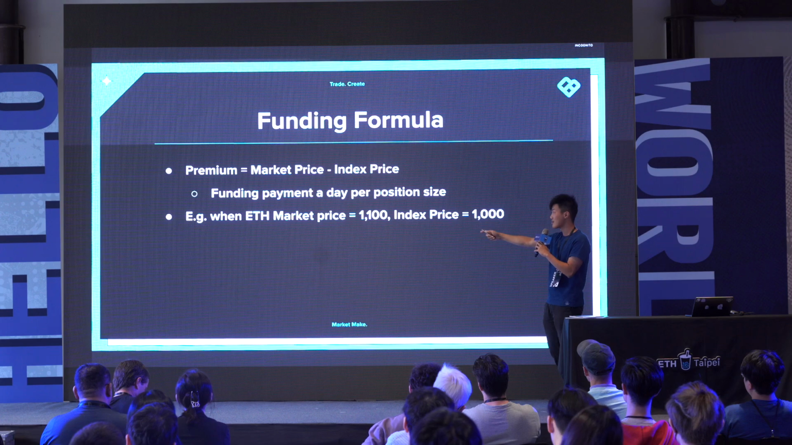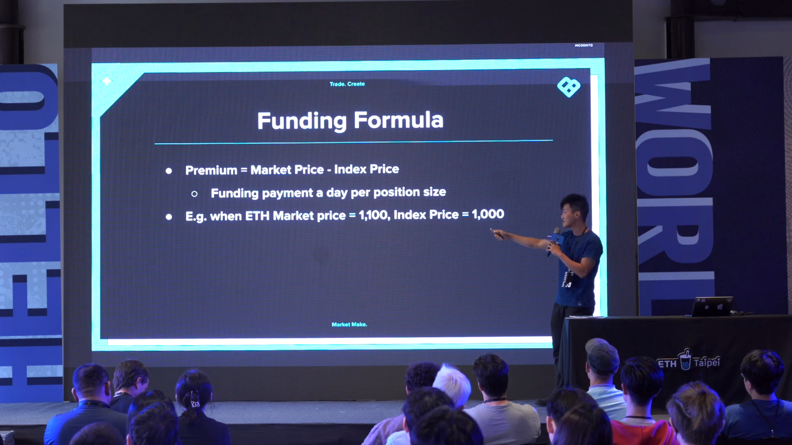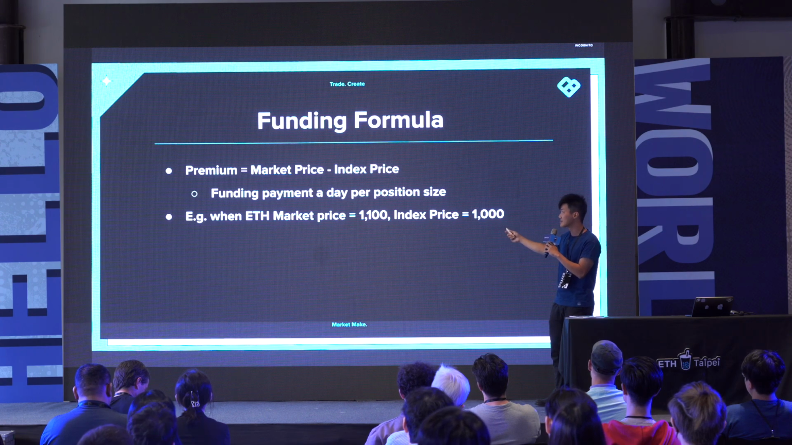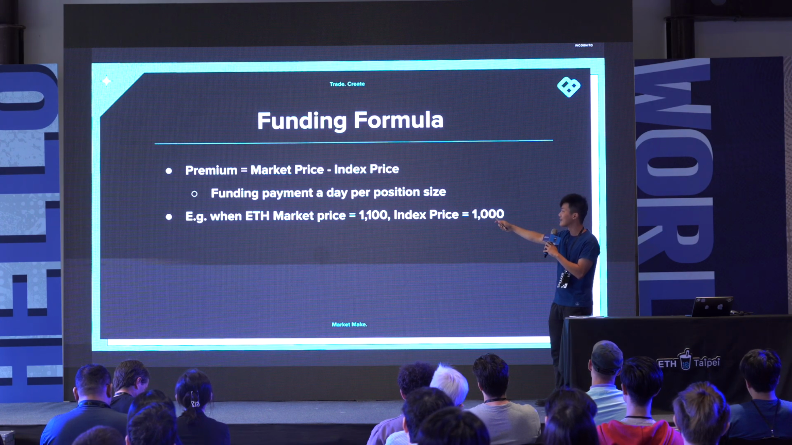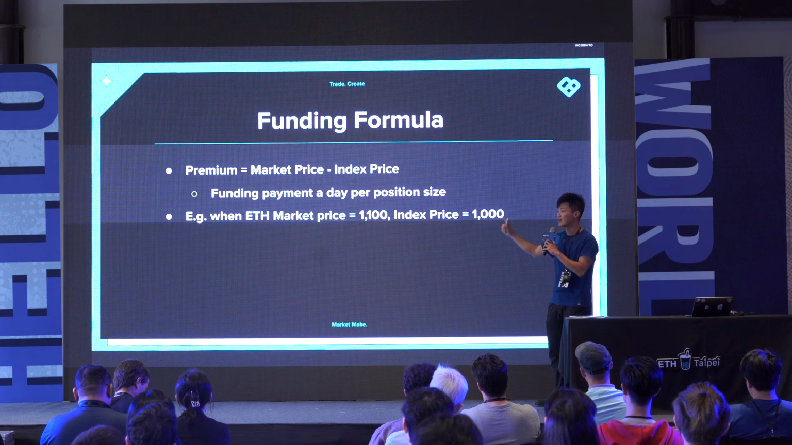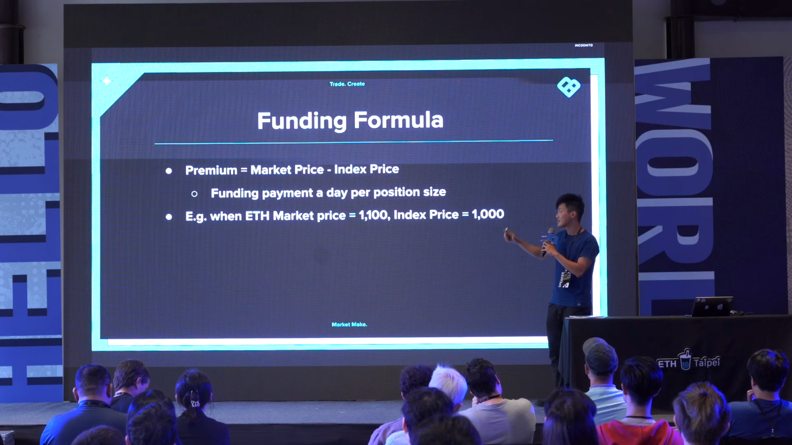If you look at an example, if the ETH market price is 1,100 and the index price is 1,000, then the premium is 100. That means the cost of holding this position, one ETH position, is 100 a day. So this is called premium.